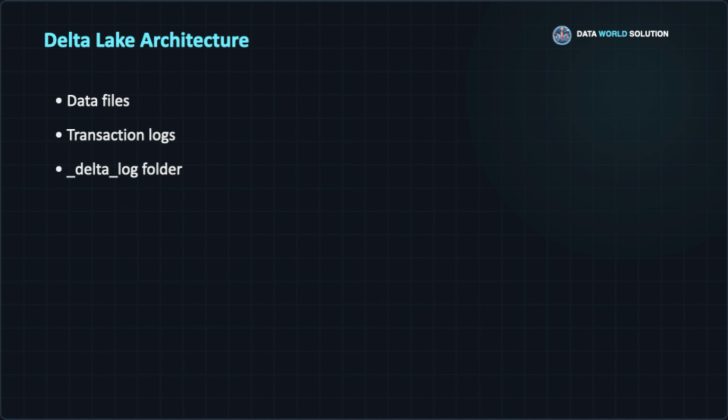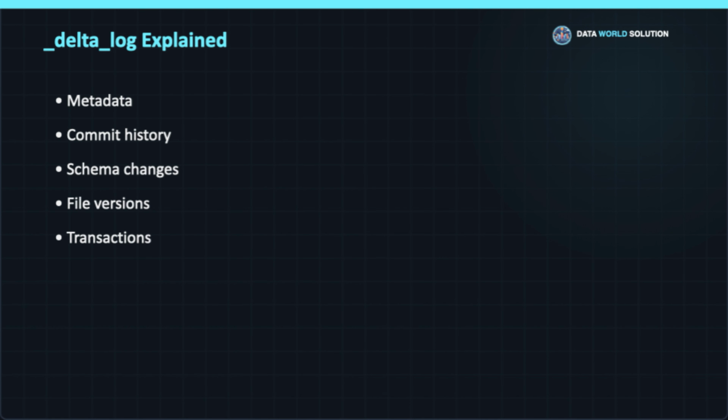Now let us understand the architecture. Delta Lake mainly contains data files, transaction log. The transaction log is stored inside a folder called _delta_log. This folder stores metadata, transactions, schema changes, file versions, commit history. This is the heart of Delta Lake. Whenever data changes, Delta Lake updates transaction logs, tracks all operations, maintains version history. That is why Delta Lake supports time travel, rollback, version recovery.